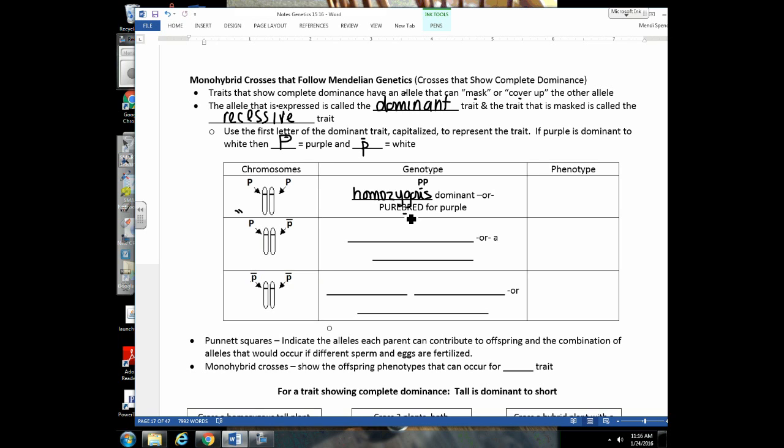Now again, phenotype is what they look like. So if you have a pea plant that is purebred for purple, or big P, then obviously they're going to be purple.